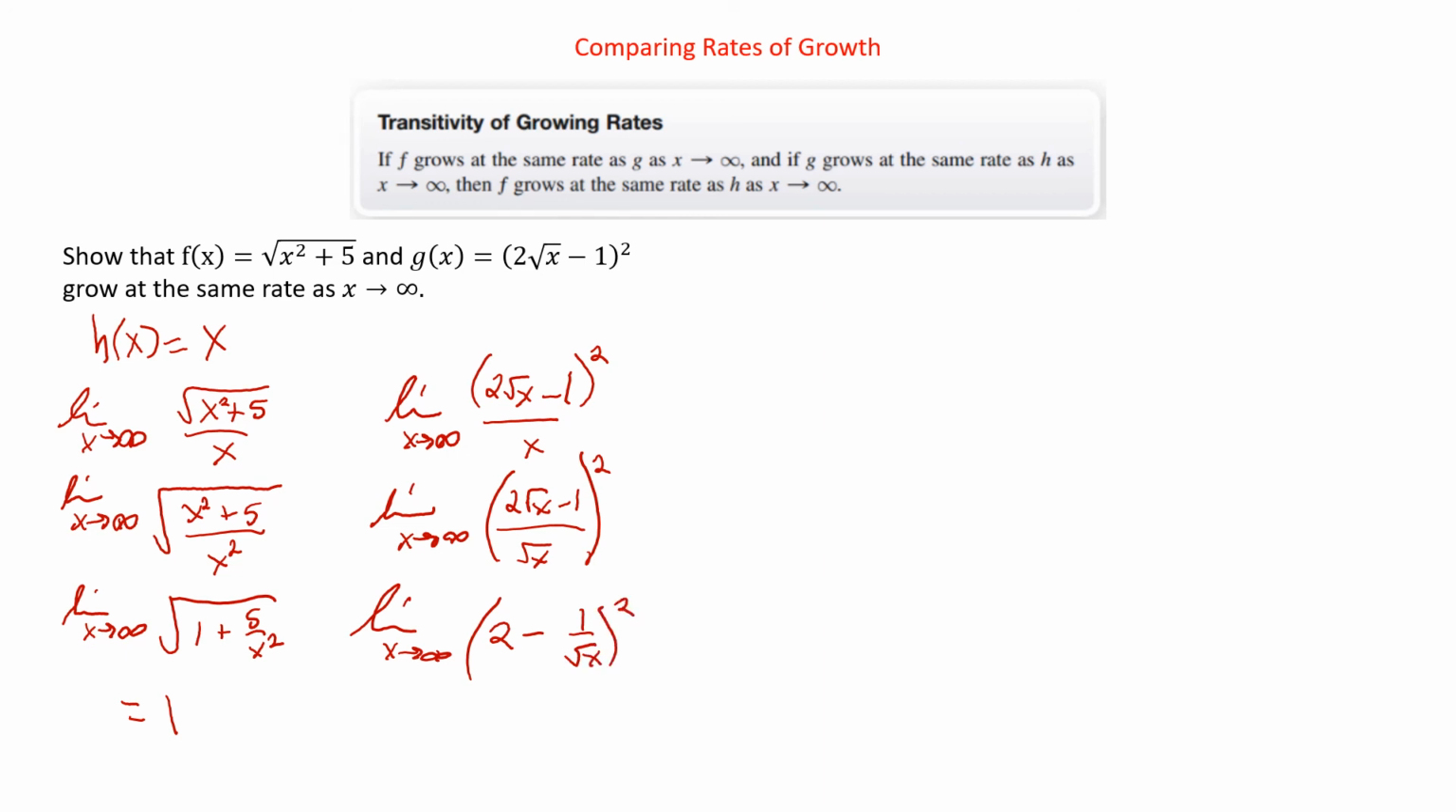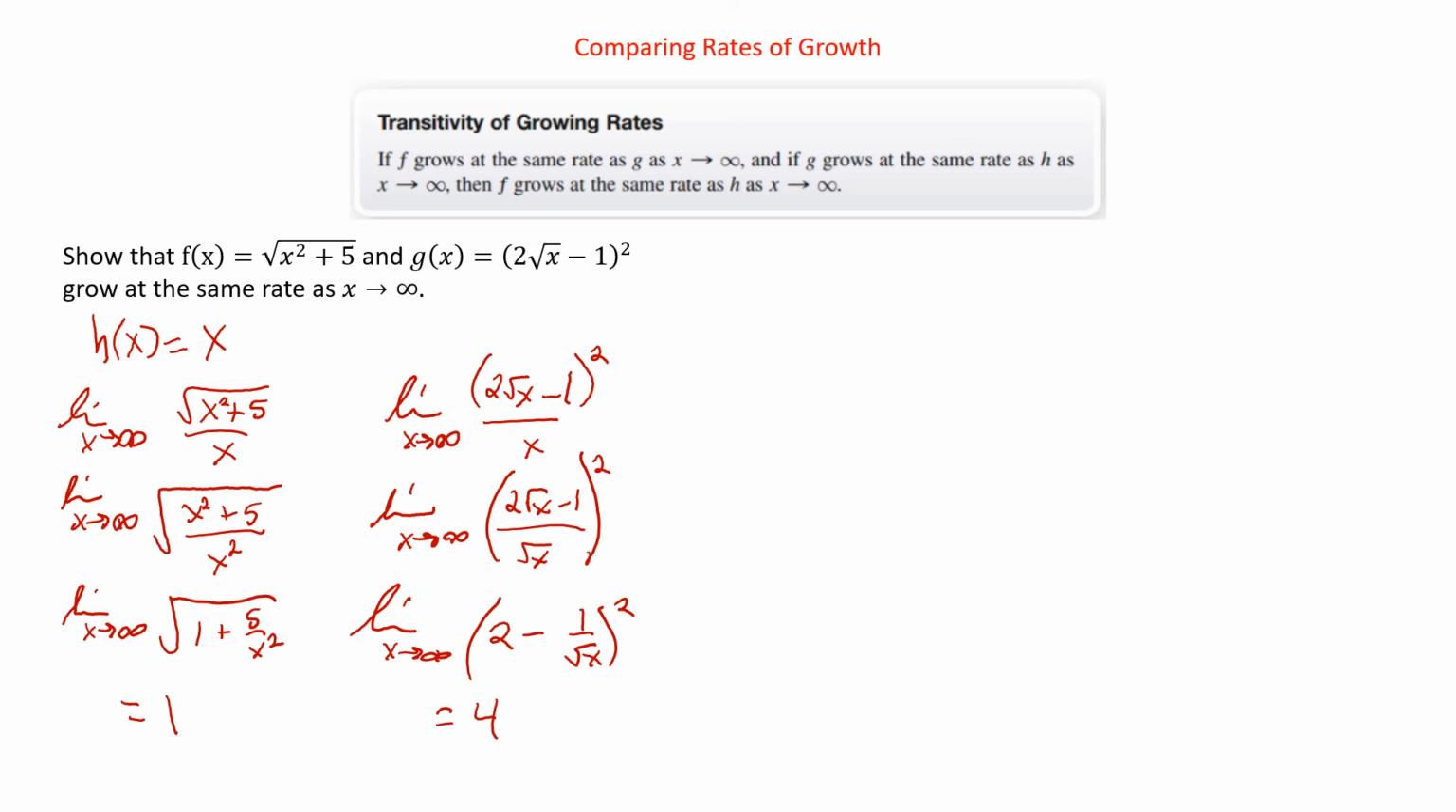When we plug in infinity, the 1 over root x, that's 1 over infinity, that's 0. So 2 minus 0 is 2. Squared, we still have that squared. So this ends up equaling 4. So these both come out to be the same.